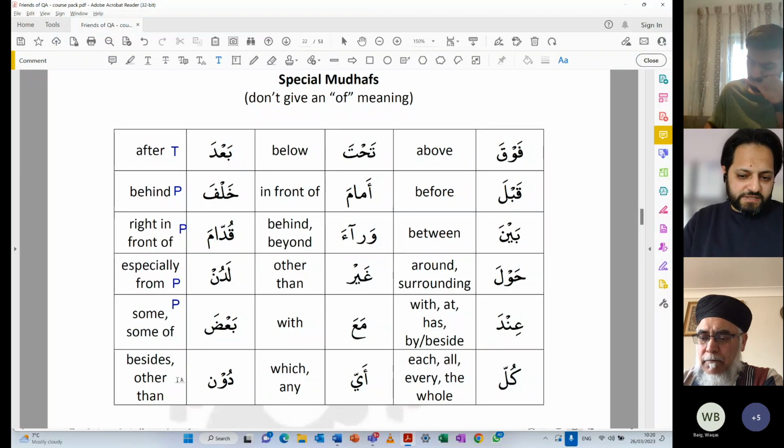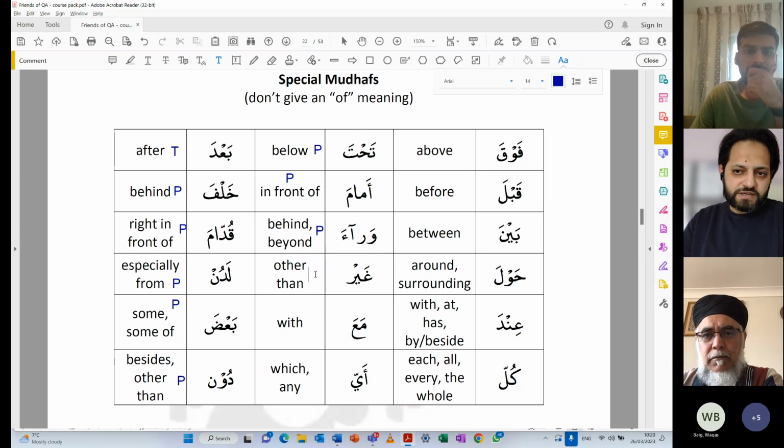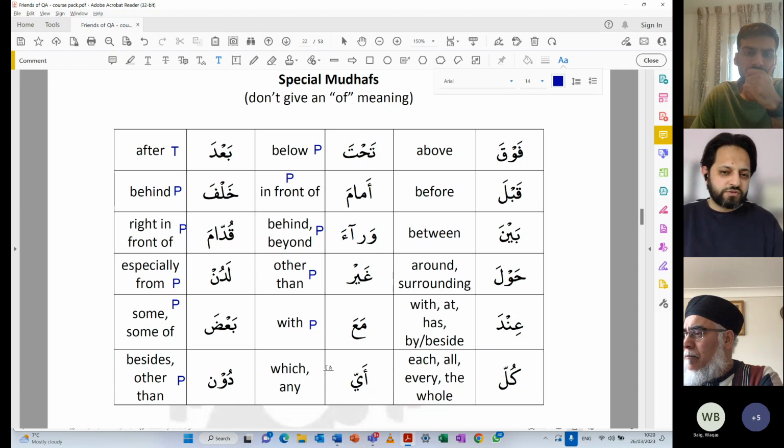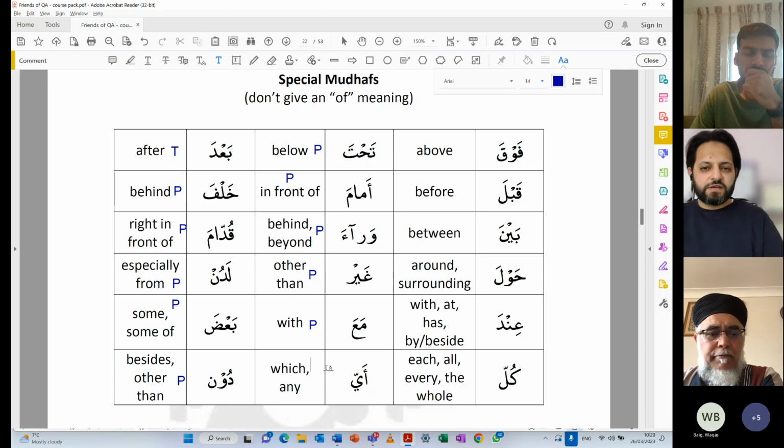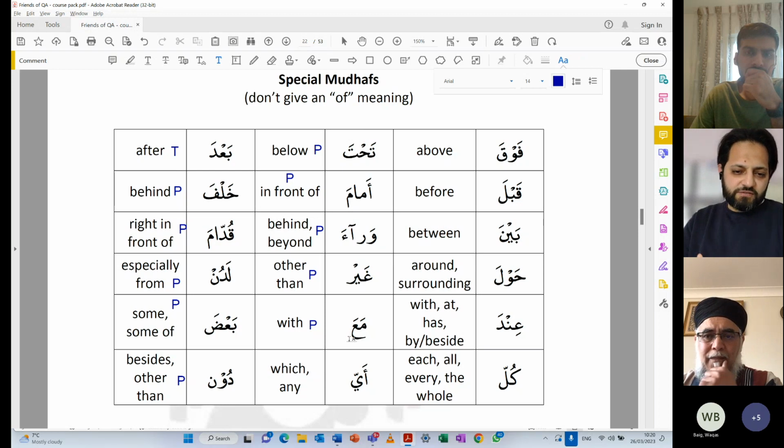Duni is besides. Beside is also giving a sense of a place. Below is place. Amama is place. Wara'a is place. Ghair is place. Ghair al-maghdub. You might have heard, of course. That's the same word. Place. Ma'a is with, which is place. Ayu is which or any. So it's a special one, and it's difficult to map it on time or place. There are some more details to this, which I will come to later on in the classes, inshallah.